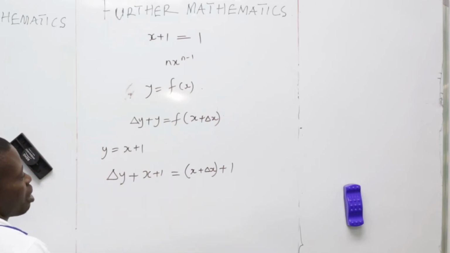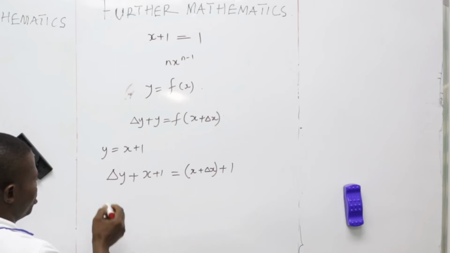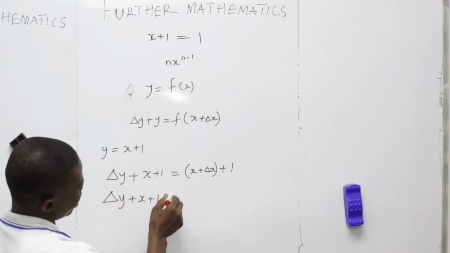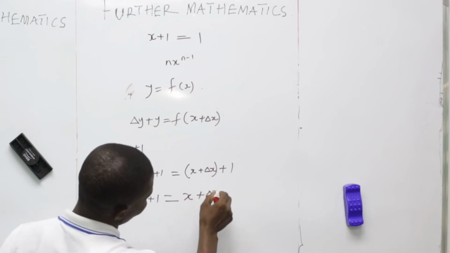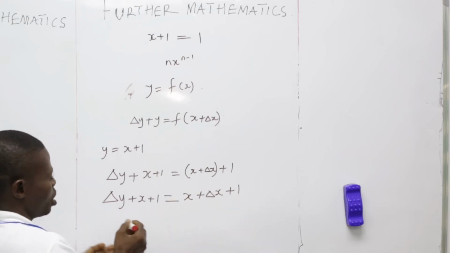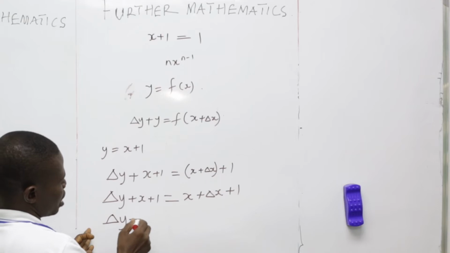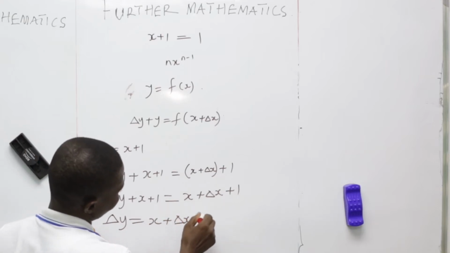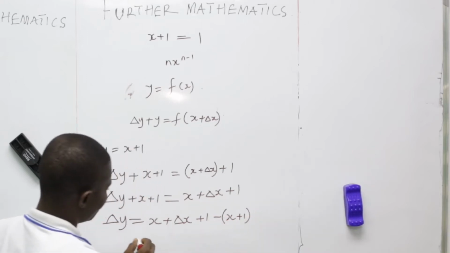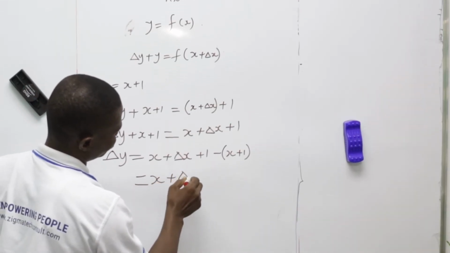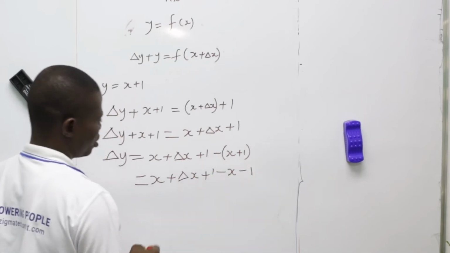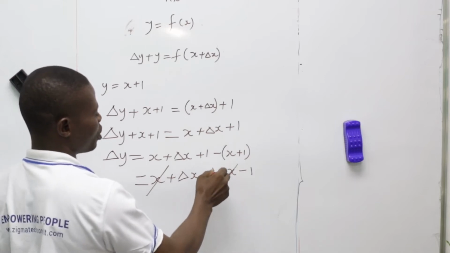Okay, now we are going to do something here: change in y plus s plus 1 equals s plus change in s plus 1. Just open the bracket. Now what do you do? You collect like terms by saying s plus change in s plus 1. If you transfer this, it will give us minus s minus 1. Can you see this? s into minus s and plus 1 into minus 1.